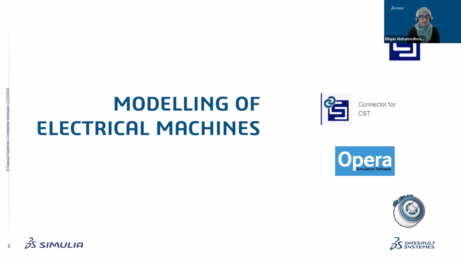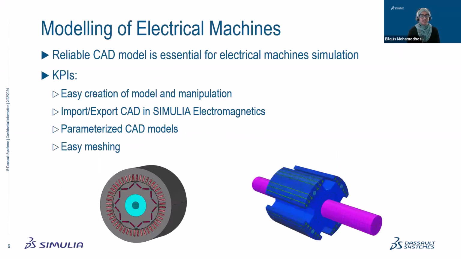So to start with, modeling of electrical machines. What we really require essentially is a reliable CAD model that can be used for easily creating the model and easily manipulating the model, and exchanging the CAD model between different software, not only electromagnetics, but it has to be easily imported and exported from our electromagnetic software to other physics software. And also the models need to be easily parameterized, and we need to have easy meshing.